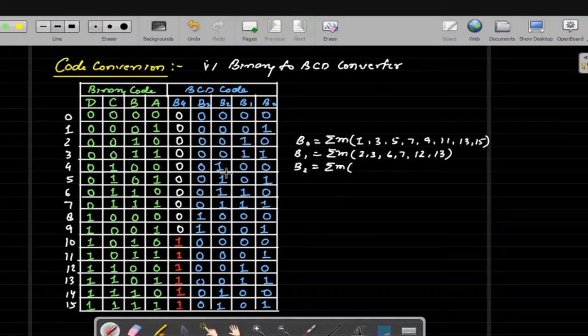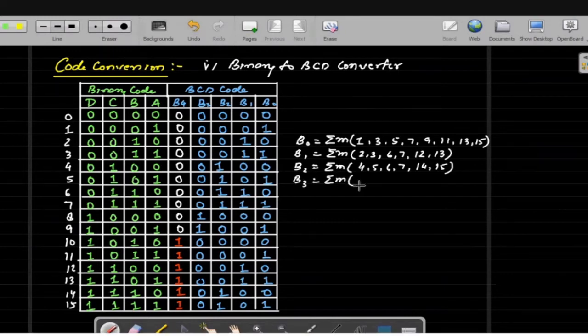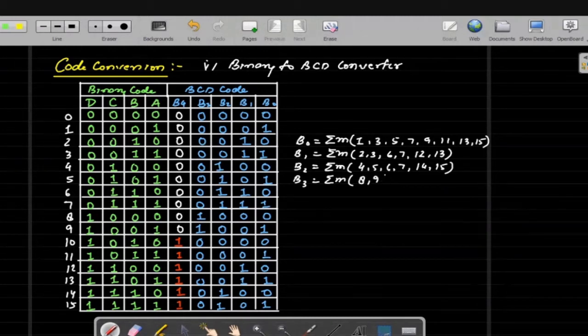And what about B2? B2 will be 4, 5, 6, 7, 14, 15. Then tell me B3. B3 is sigma m, 8, 9. 8, 9 only, right? Yes sir. And what about B4? B4 is sigma m, 10, 11, 12, 13, 14, 15.